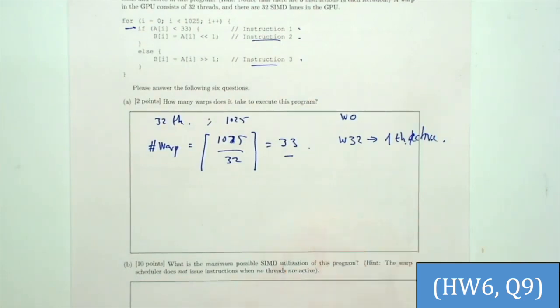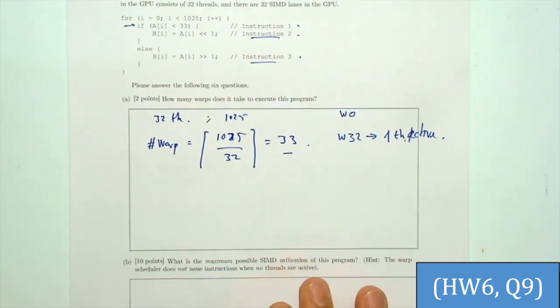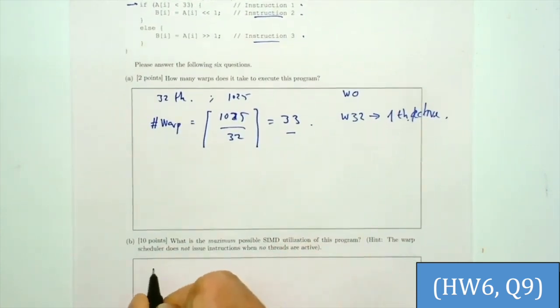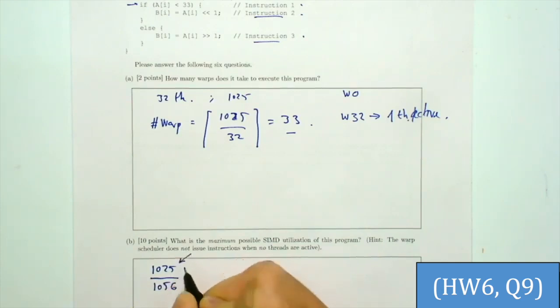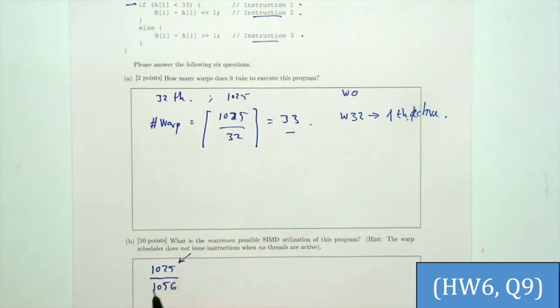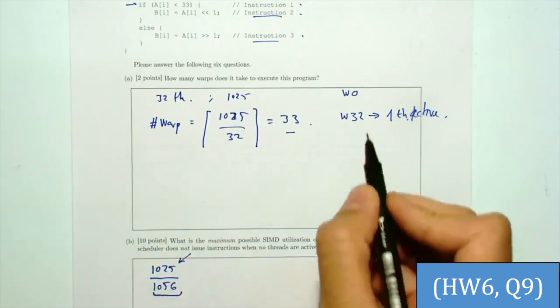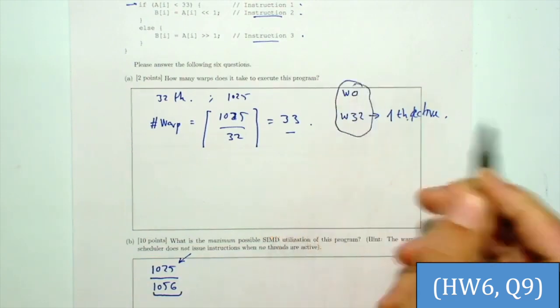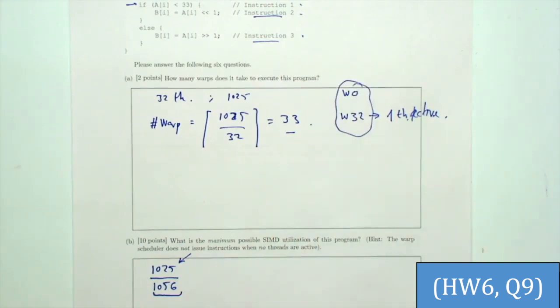So the maximum utilization that we can actually have in this program is going to be 1025 divided by 1056. Why is that? Because we only have 1025 threads active out of 1056 threads that exist in 33 warps. So it's impossible to have 100% utilization in this program for the single reason that the last warp is not complete. So that's why we get this number.